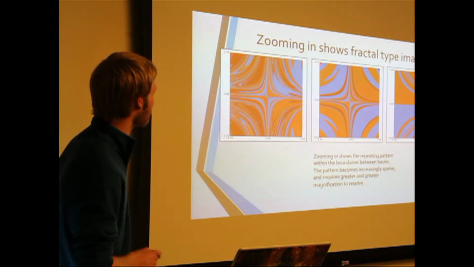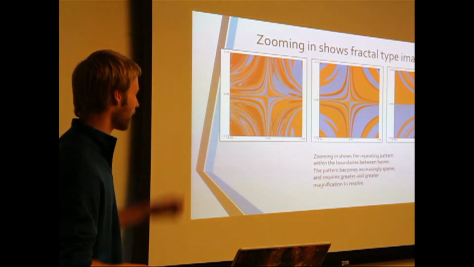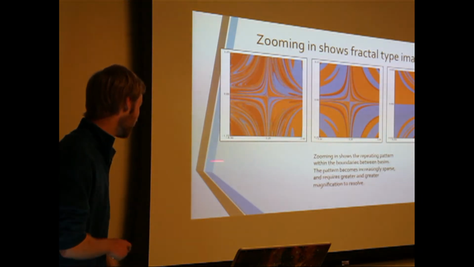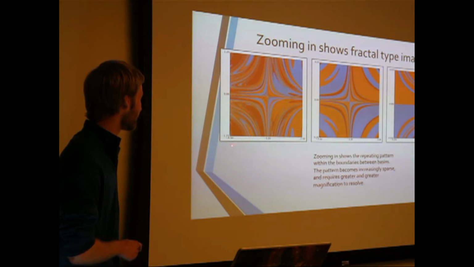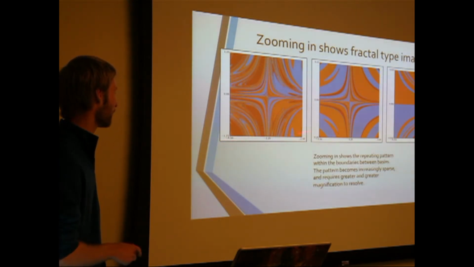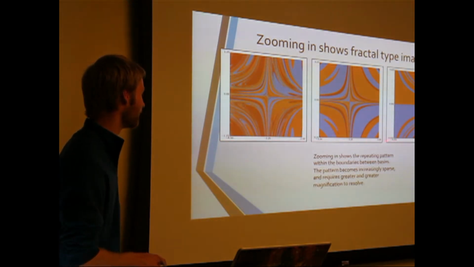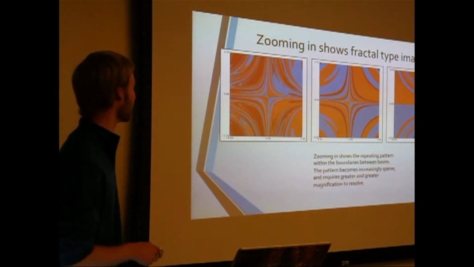So we can zoom in on some of these regions. We get to see this interesting fractal type image. Here, we originally were seeing that 20 by 20 square. And now we're looking at, this is 2.5 along the x, this is 0.5, and this is 0.05. So we're really zooming in now.